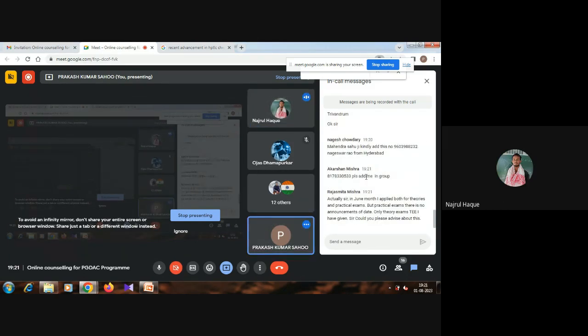Anything else, students? Okay, so long question. Rajasmita Misra: Actually, sir, in June month, I applied both for theory and practical. But for practical exams, there is no announcement for date. Only the theory exam, term end exam, I have given. Sir, could you please advise about this?